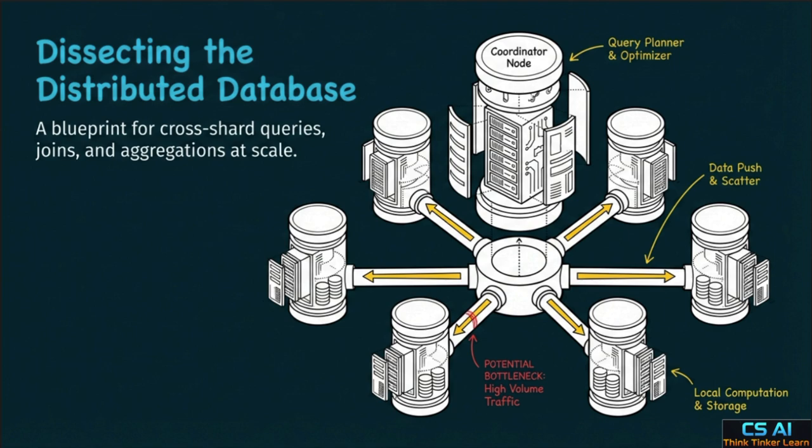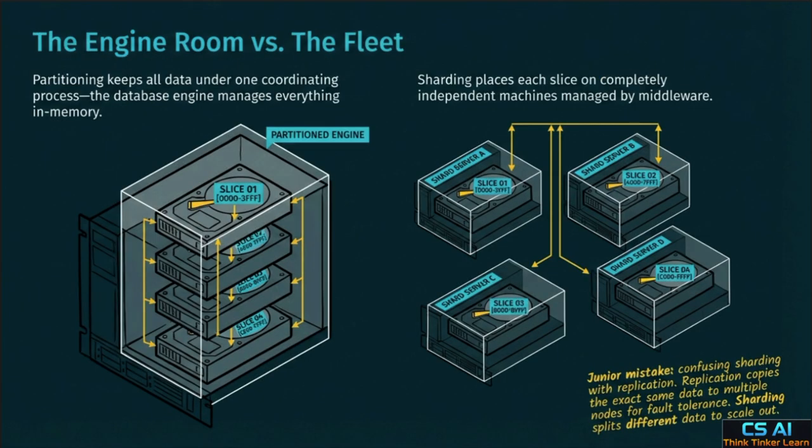So let's get into this blueprint now. All right. First, let's clear up a common junior mistake, the difference between partitioning and sharding. Partitioning keeps your data under one coordinating process. It's all happening in memory on one machine. Sharding is the fleet approach. Each slice lives on an independent machine managed by middleware. And remember, sharding isn't just about replication for safety. It's about splitting different data to scale out your total capacity.